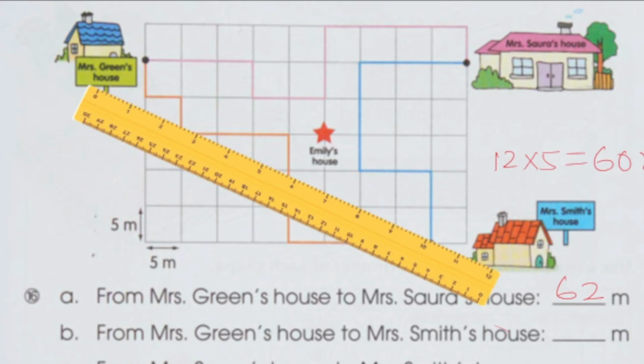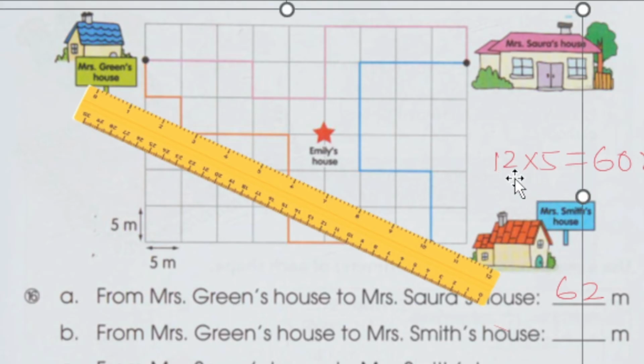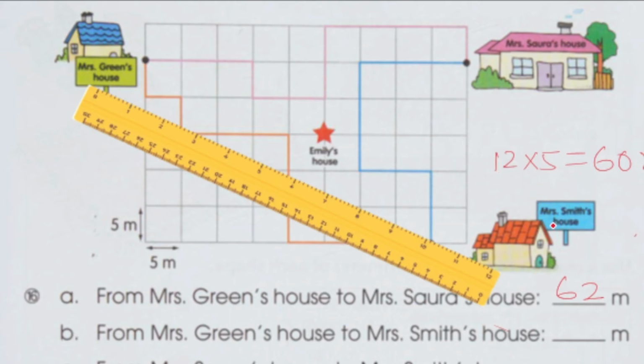Well, as you see, it is also 12 inch. So from Mrs. Green's house to Mrs. Smith's house is also 12 inch. So we can say this is 12 by 5, 60 meter. So you can write here 60 meter.